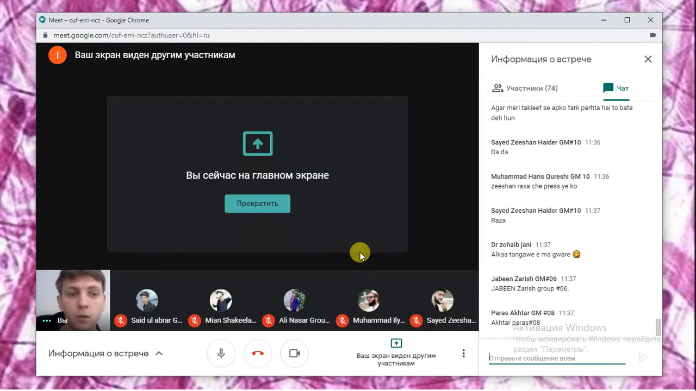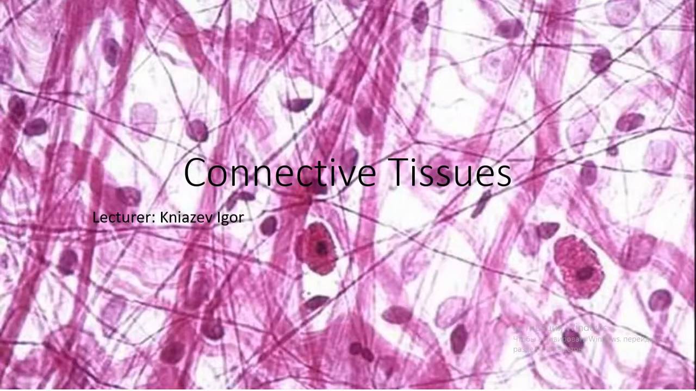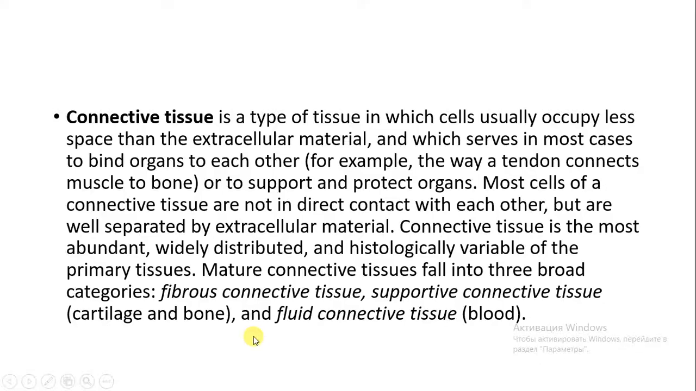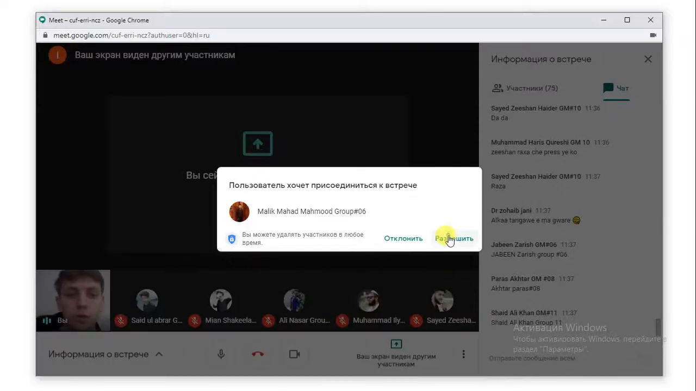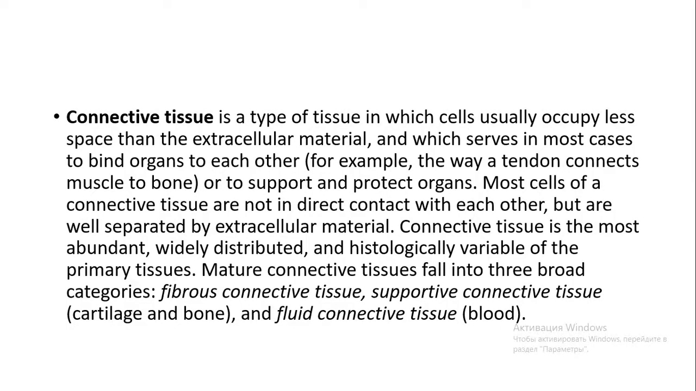So okay, let's start. So connective tissues. Connective tissue, we already discussed. So what is a connective tissue? Blood is already a connective tissue, an example of it. You remember that connective tissue is composed of extracellular matrix and cells themselves, and cells are pretty independent from the tissues which are present around. According to the definition, it is the tissue in which cells usually occupy less space than the extracellular matrix, and which serves in most cases to bind organs to each other.